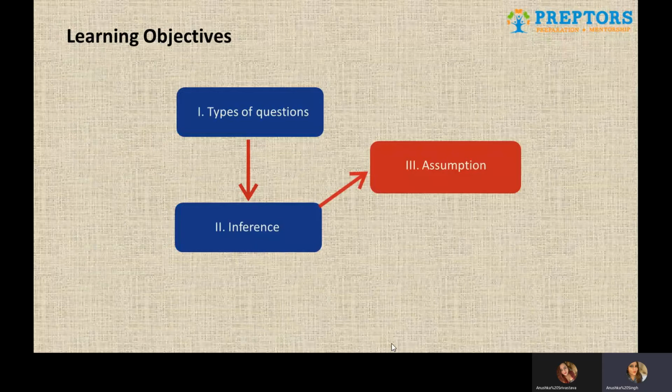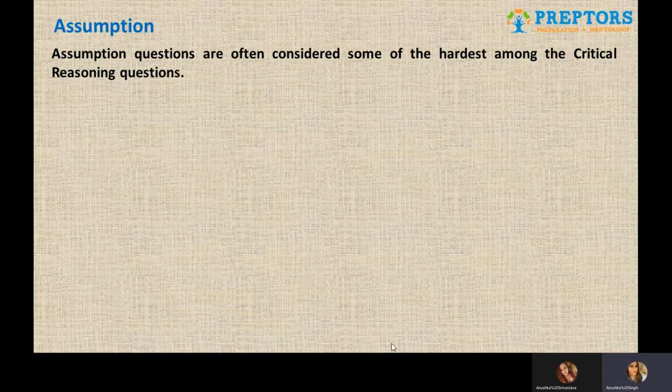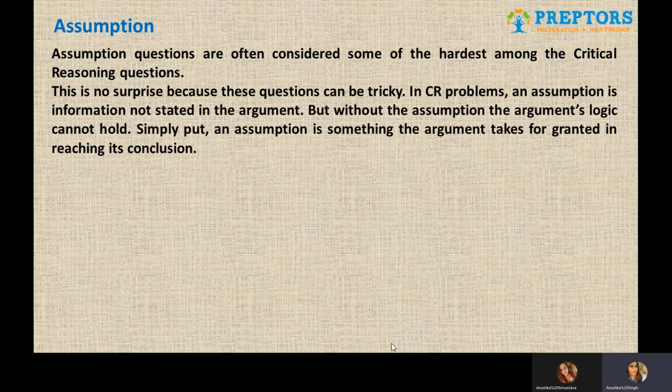Now we move on to the next type of question, that's an assumption question. Assumptions are often considered some of the hardest among the critical reasoning topics. Now why so? Why are they considered one of the most difficult types of questions? Because these questions are definitely tricky and it is some information that is not stated in the argument, right? So it is that piece of information which is not clearly stated in the argument, but it also plays such an important role that if you don't have that information, then your assumption is not going to be true, which means your argument will not hold true.